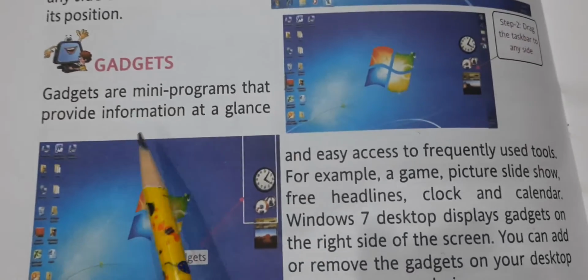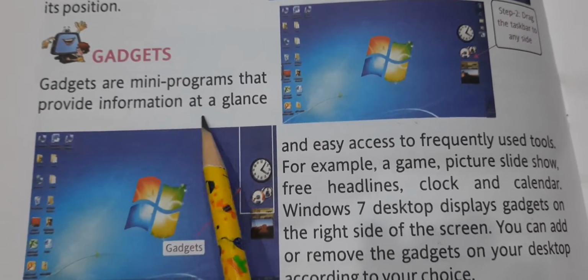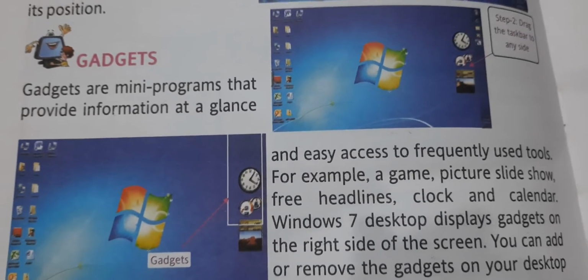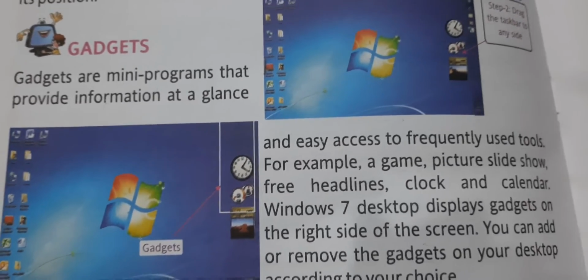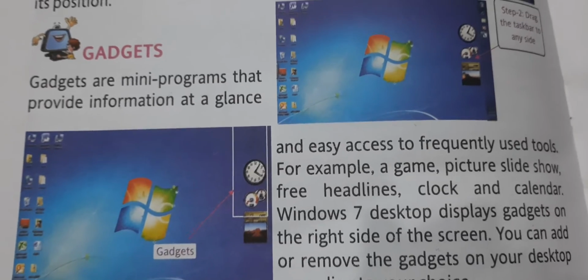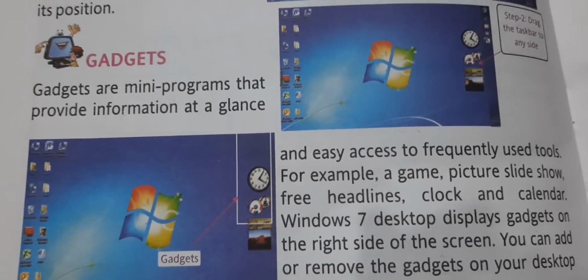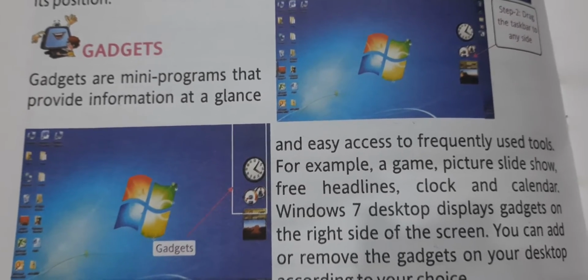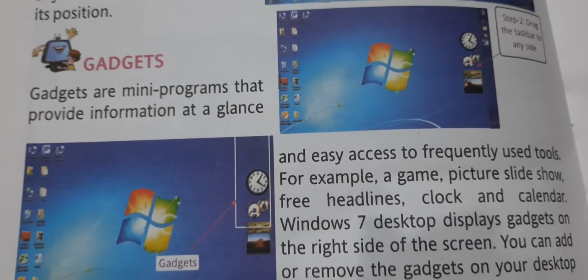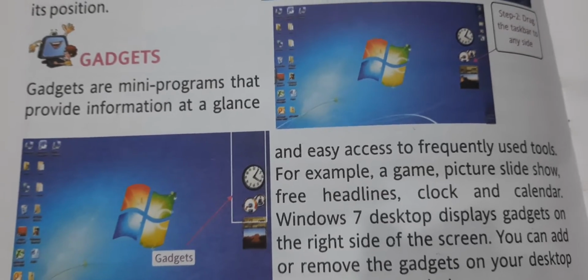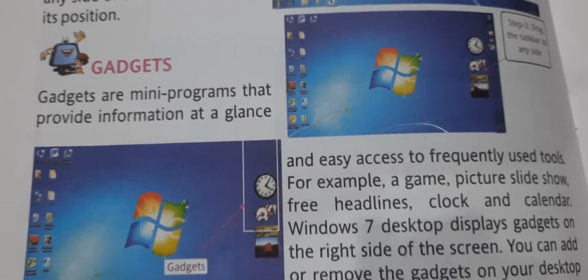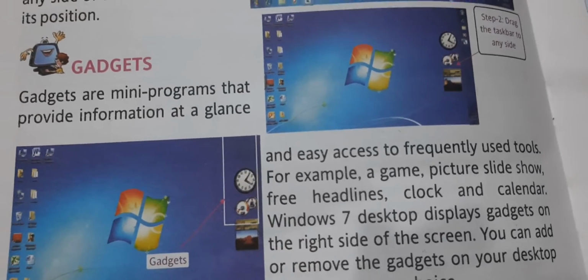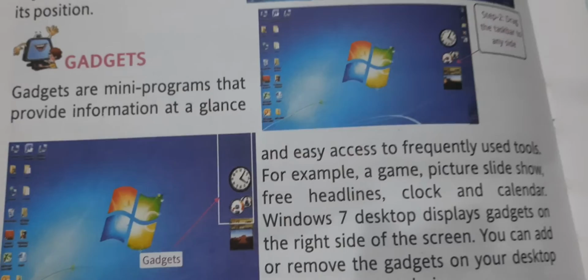Okay, so it says that gadgets are mini programs. Why are they mini programs? What is the meaning of mini programs? That they do not have many functions associated with them. We cannot do anything in them, we cannot make many changes in them, so they are mini programs without many functions. They just provide us with some information. At a glance we can just see and get some information, like in the case of a clock or a calendar, etc.